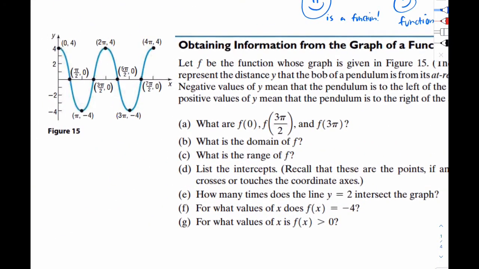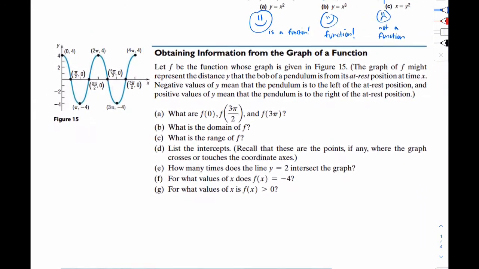Now we have a graph. We're going to analyze it here. It says let f be the function whose graph is given in the figure. It represents a pendulum, the bob of a pendulum from its at rest position at time x. The negative y values mean the pendulum is to the left, and the positive would mean the pendulum is to the right. So essentially you have some pendulum like this, and it's moving back and forth. That's the context of the question, not super important for what we're doing.